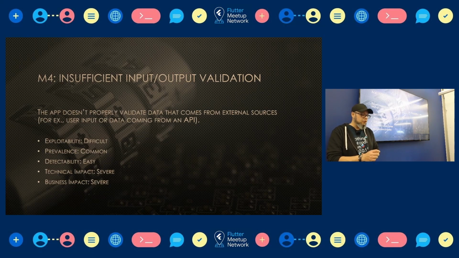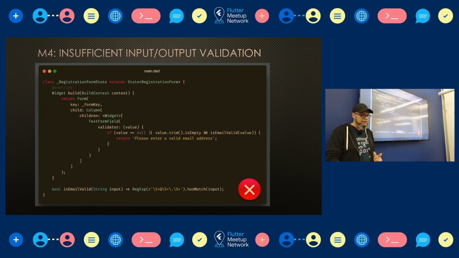Moving on, M4, insufficient input-output validation. This is basically concerned with validating the input of your app, making sure that any data entry that comes to your app doesn't represent a hurtful entry that can be sent to the backend and create chaos. Again, I understand that this can be validated server side, but it's good to point it out. And a good example here is a bad practice in the mobile end.